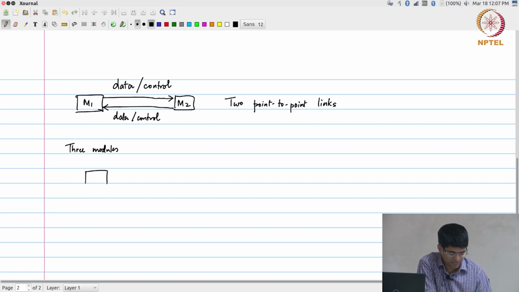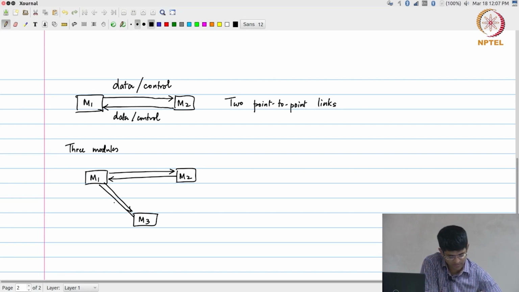Now I have M1 over here, M2 over here, and M3. The simplest way by which I could go forward with this is have a link between M1 to M2, a corresponding reverse link from M2 to M1. Now what happens if M1 wants to talk to M3? Put another link over there. What about M2 to M3? Once again, same story.